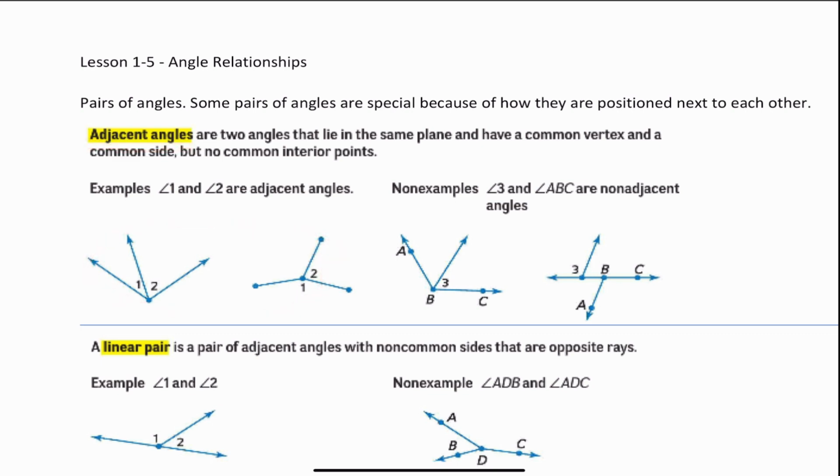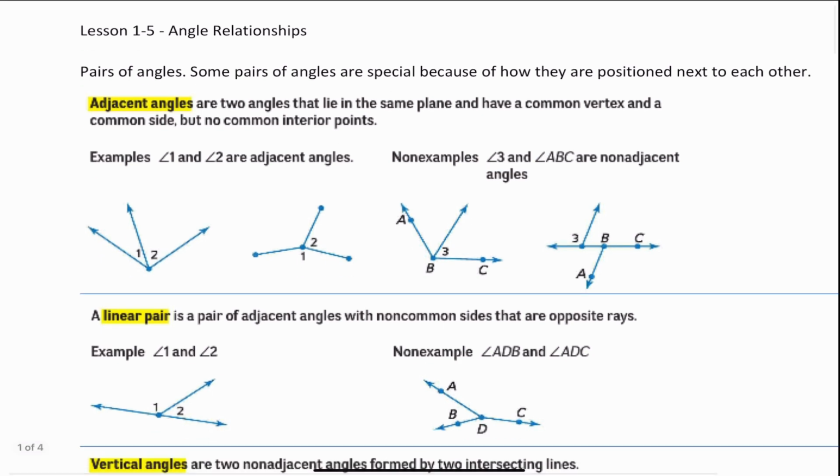Some non-examples, angle 3 and angle ABC, are non-adjacent angles. Well, let's take a look at this third example here. Here's angle 3 and here's angle ABC. It's not considered an example due to the fact that angle 3 is inside of angle ABC.